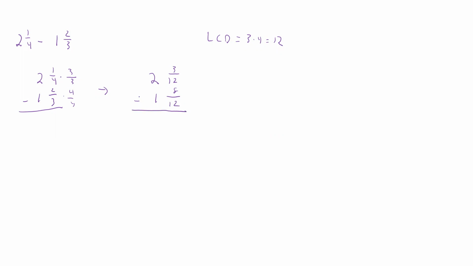And as I've said before, when we do subtraction, a lot of times we're going to have to borrow. So we're going to borrow 1 here. But when we borrow it there, we have to add it back to the other side. So we have to add 12 over 12. So then we have 1 and 3 plus 12 is going to be 15 twelfths minus 1 and 8 twelfths. Well, 1 minus 1, that's going to be 0, so that's easy. Now 15 minus 8, that's going to give us 7 over 12. And so then 7 over 12 is going to be our final answer for the subtraction of 2 1/4 minus 1 2/3.